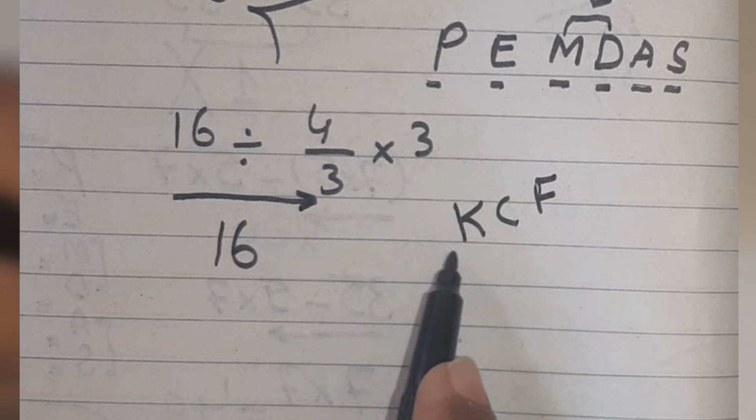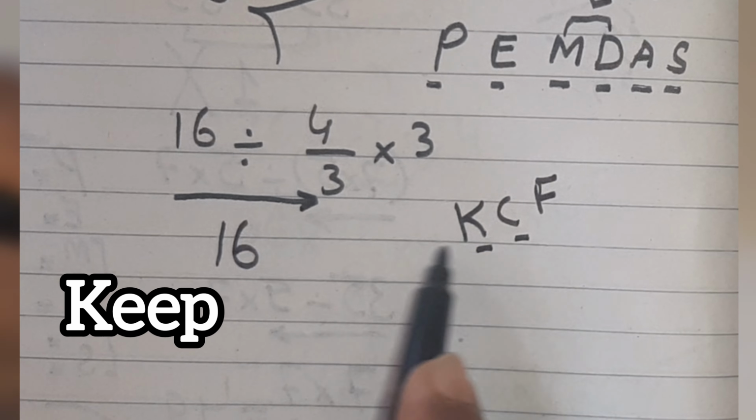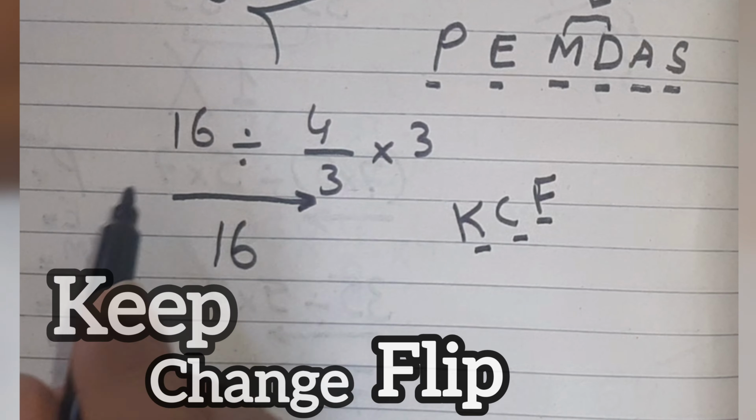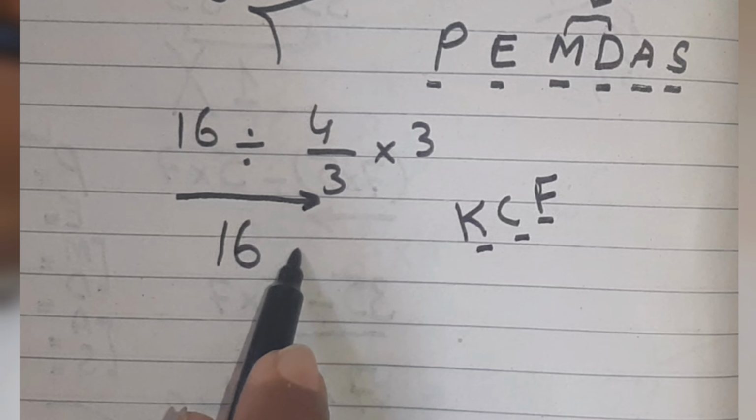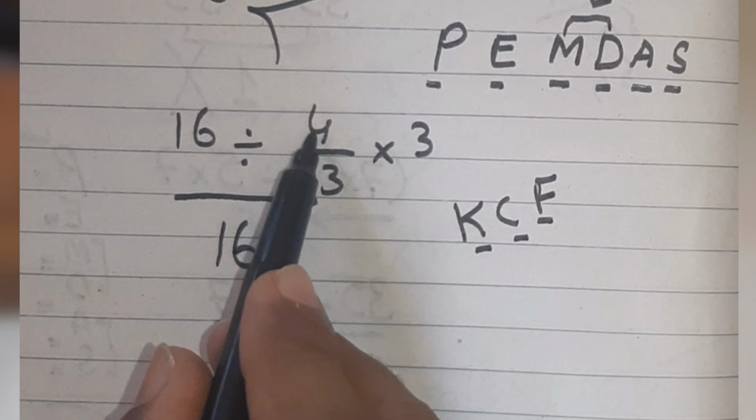According to the KCF rule, K stands for keep, C stands for change, and F stands for flip. We can write: keep the first fraction, change division to multiplication, and flip the second fraction.